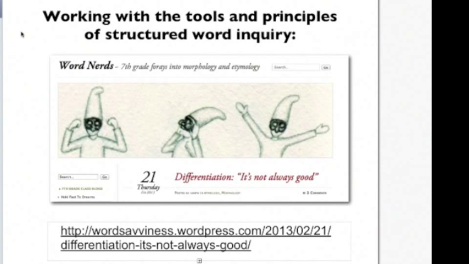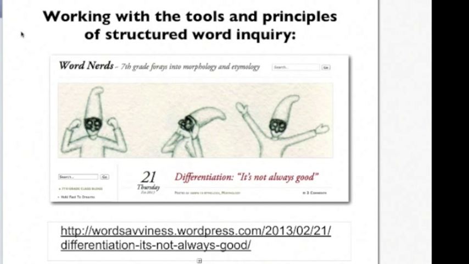This video is on working with the tools and principles of structured word inquiry, and it's inspired directly by a wonderful video and post at Word Nerds, a grade 7 blog at a class at the International School of Kuala Lumpur, led by Anne Whiting. The students' work in this video and that is presented there is just spectacular, and they have kind of internalized processes that I'm always trying to help teachers understand.